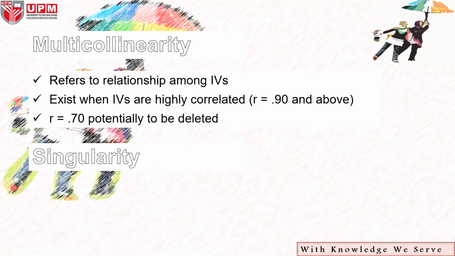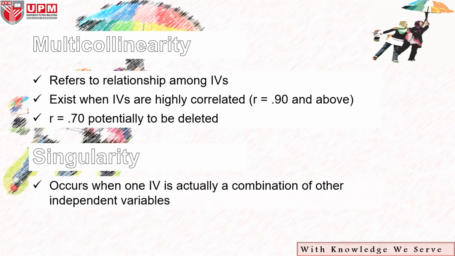So for R, the correlation coefficient, equal to 0.9, for sure this is an issue of multicollinearity. But if R equals 0.7, in this case you can consider deleting the case, because 0.7 is already considered to be a high relationship between variables. Okay, next one, singularity.